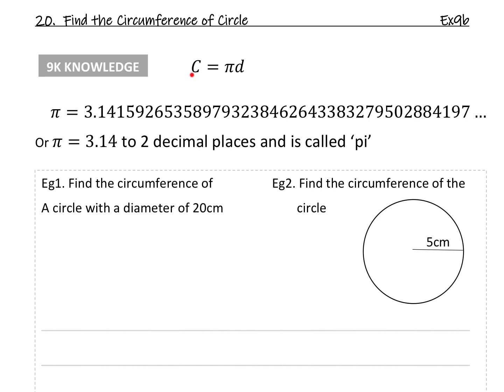So to work out the circumference, what you do is you get the diameter and you multiply it by pi. So the circumference is equal to pi times the diameter. Pause the video and have a go at example 1 and 2.